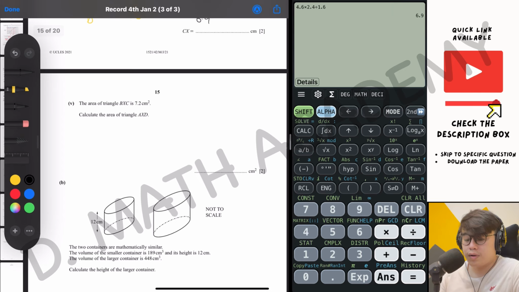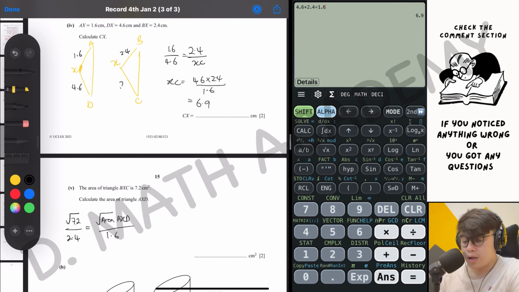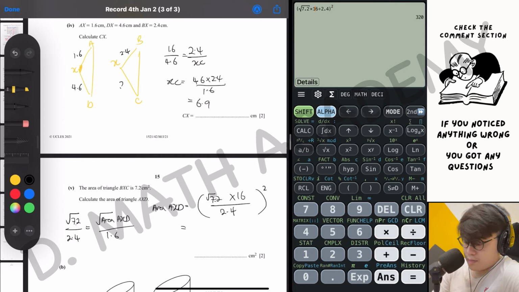Quite straightforward. Moving on, we have BXC is square root 7.2. Because they were given us area, I will try to avoid that by putting a square root to it. Area AXD over 1.6 because I'm comparing the same sides. So AXD value will be by taking square root 7.2 times 1.6 divided with 2.4, and then remember to square it. Okay, 3.2 will be your final answer.